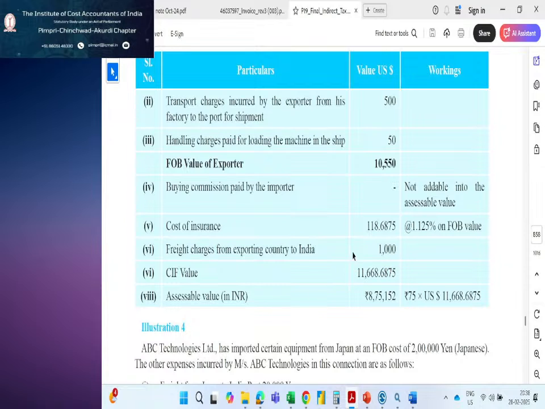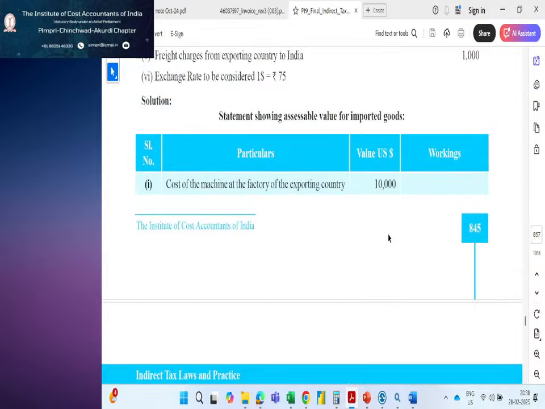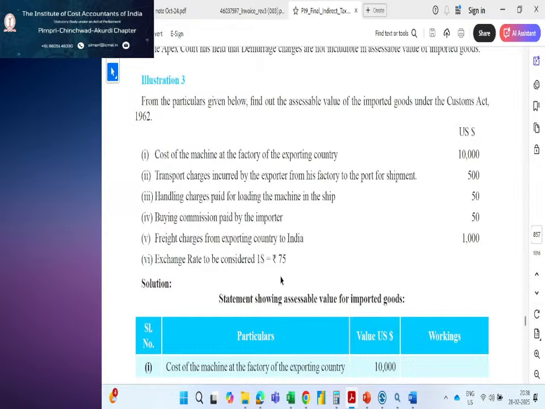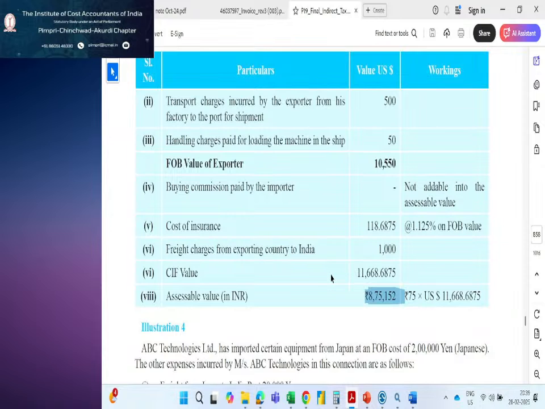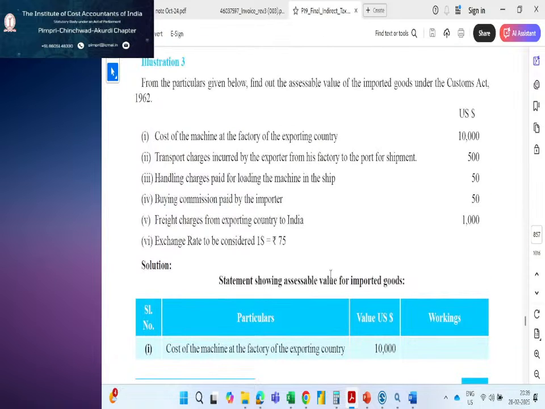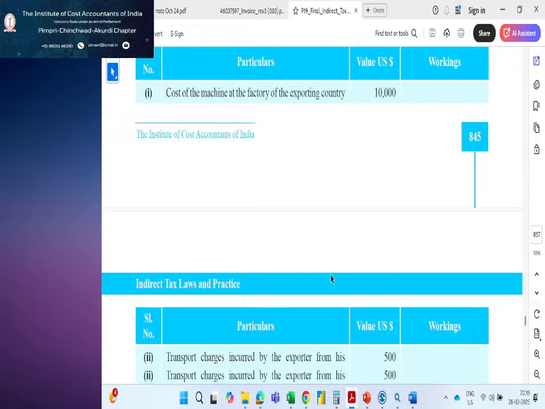This amount is in dollars. Now which US dollar rate, that is the exchange rate. In this particular problem only one exchange rate is given, 75. In some advanced problems, which we will see in the next class, we will see which exchange rate to be considered. Here only one is given, so we have directly considered 75 rupees. So the assessable value is 8,75,000. On this we will be calculating the duty, and the importer has to pay duty on that amount.